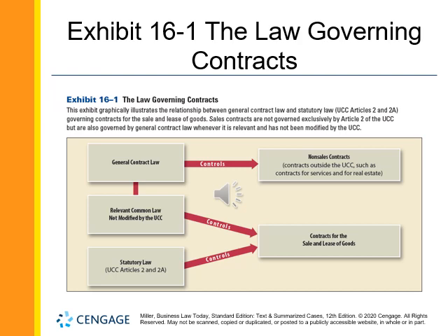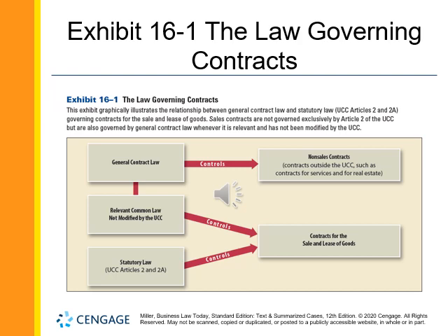On page 396 of the textbook, but also here in this slide, we have Exhibit 16-1, the law governing contracts. This exhibit graphically illustrates the relationship between general contract law and statutory law, in this case, UCC Articles 2 and 2A, governing contracts for the sale and lease of goods. Sales contracts are not governed exclusively by Article 2 of the UCC, but are also governed by general contract law, wherever it is relevant and has not been modified by the UCC.